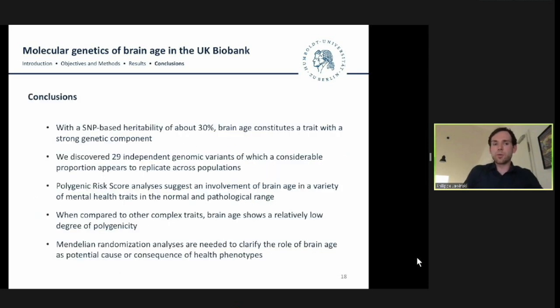So I want to conclude with a SNP-based heritability of about 30%. Brain age constitutes a trait with a strong genetic component. We discovered 29 independent genomic variants, of which a considerable proportion appears to replicate across populations. Polygenic risk score analysis suggests an involvement of brain age in a variety of mental health traits in the normal and pathological range. When compared to other complex traits, brain age shows a relatively low degree of polygenicity. And what we now need are Mendelian randomization analyses to clarify the role of brain age as potential cause or consequence of health phenotypes.